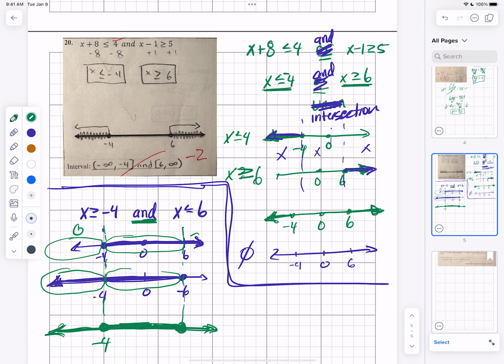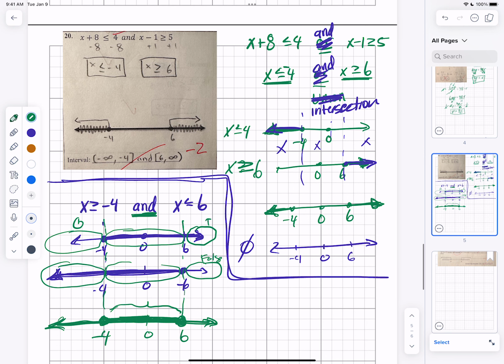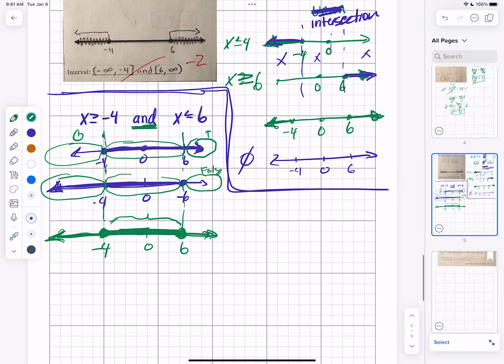Now look over here. How many things are true? Well, this is true, but here it's false. So it's not true over here. So my answer is just this bar in between. So that's intersection. Both are true. Union is just one of them being true.